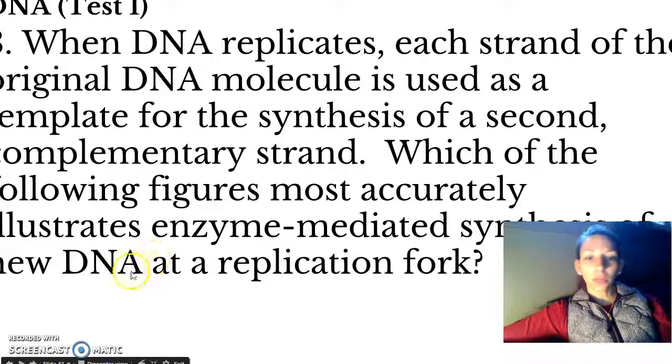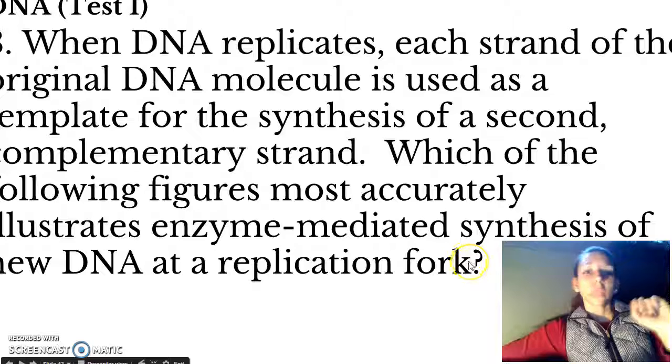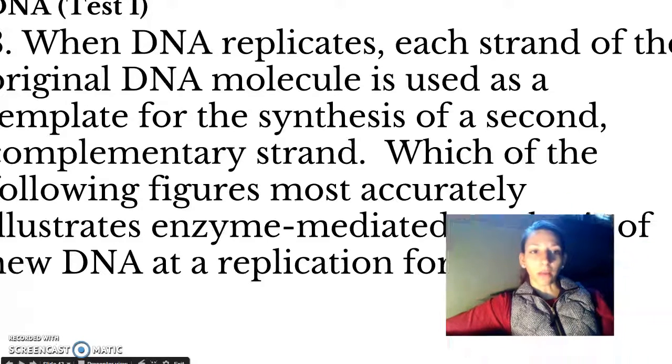All right, so here I have a quick question, and I want to make sure you guys can see it all, so I'll just read it to you. It's just a really quick practice question. You should be able to answer it in a jiffy. When DNA replicates, each strand of the original DNA molecule is used as a template for the synthesis of a second, complementary strand. Which of the following figures most accurately illustrates an enzyme-mediated synthesis of new DNA at a replication fork?